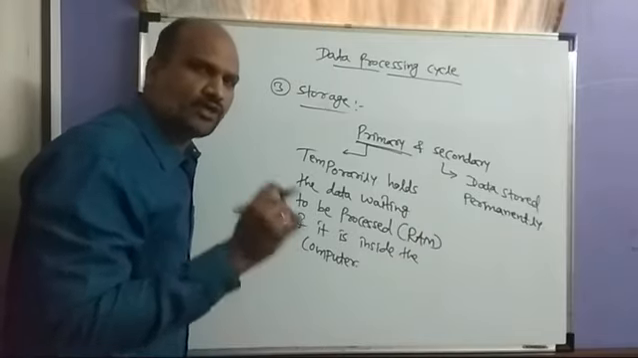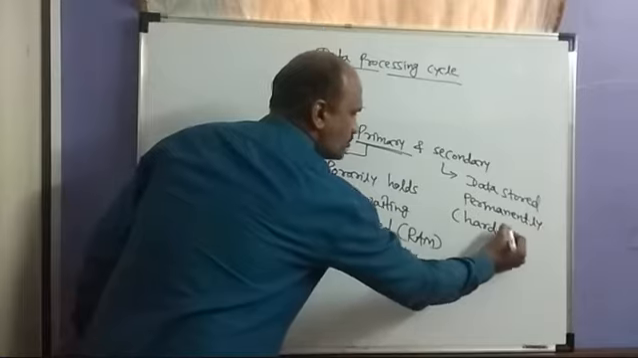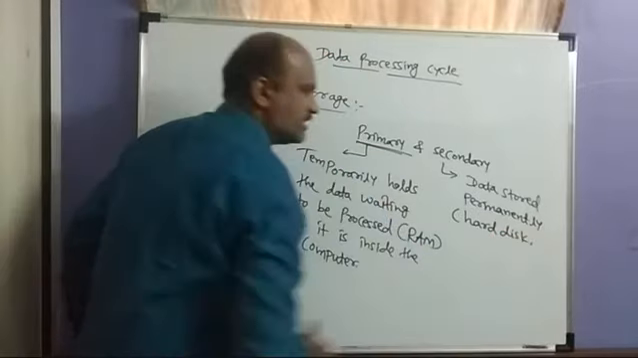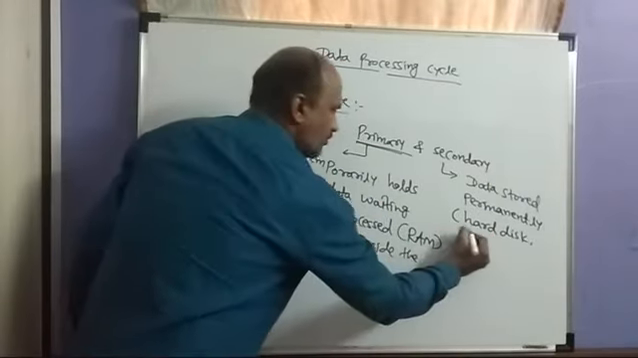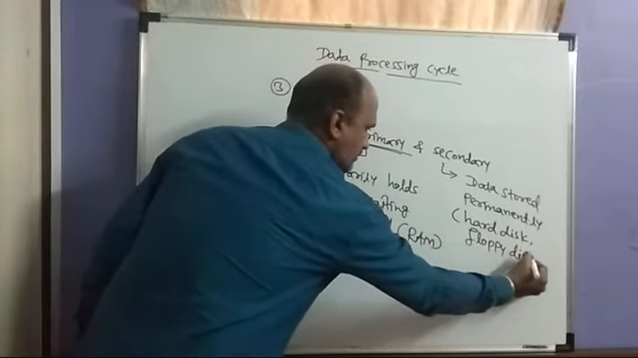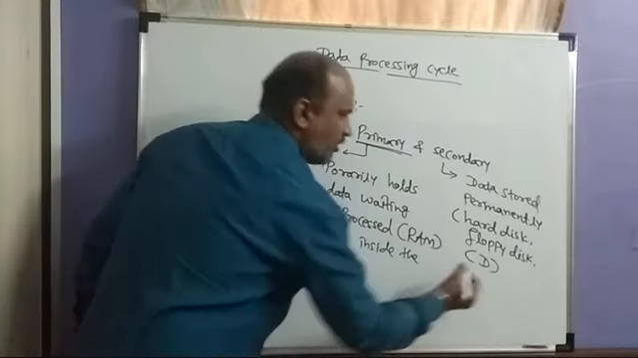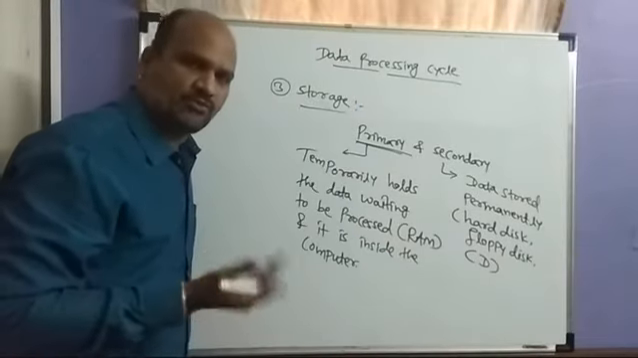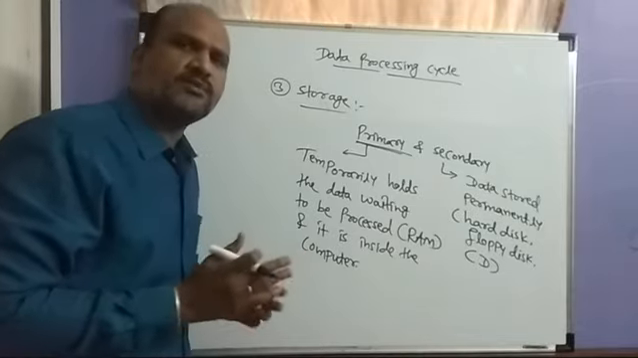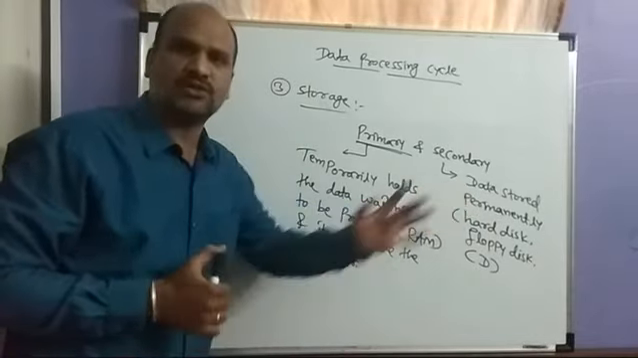You can use different devices. The first device, which will be in the system, is your hard disk. You can use a floppy disk, though floppy disks are outdated, or you can use a CD or a pen drive, that is USB, okay. Data stored on these is stored permanently, that is the secondary storage device.